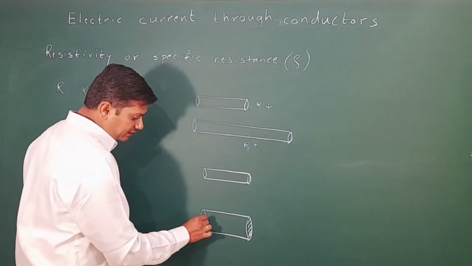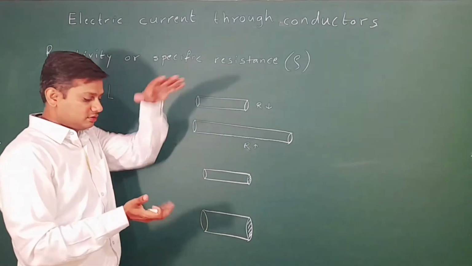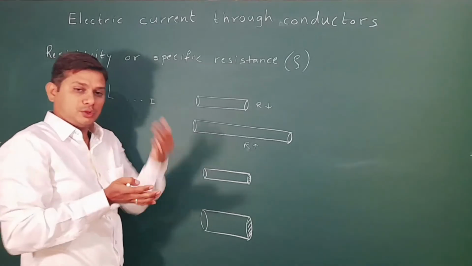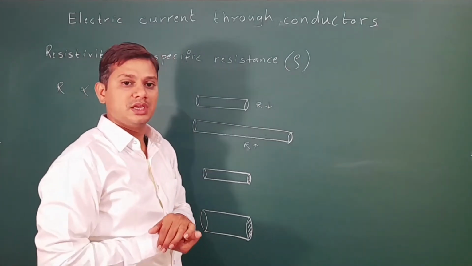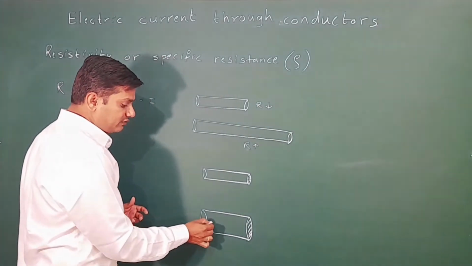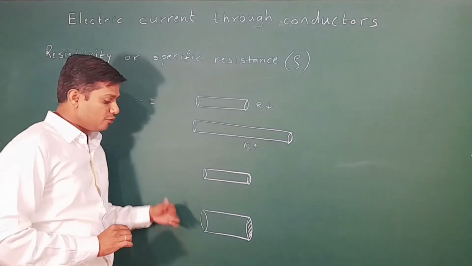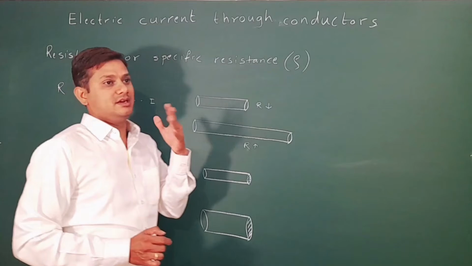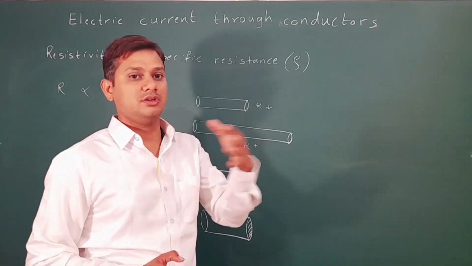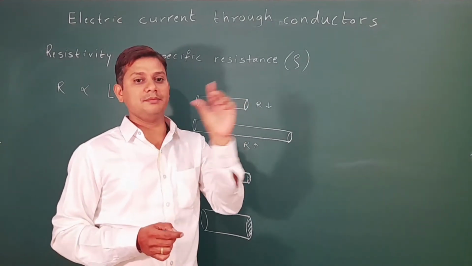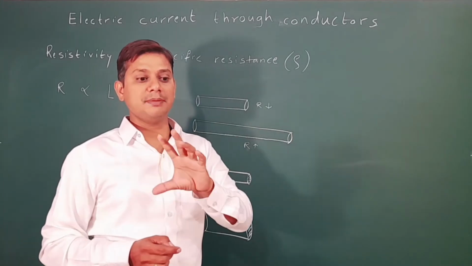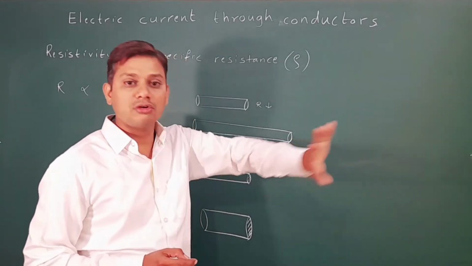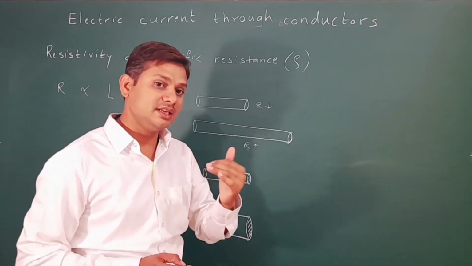Yes, this wire is broader. That means the electrons have more area to pass. Hence, electrons will face less obstruction while passing through this wire. To understand this, compare it with the example of water: a thinner pipe and a thicker pipe. A thicker pipe always has a larger water carrying capacity than a thinner pipe.